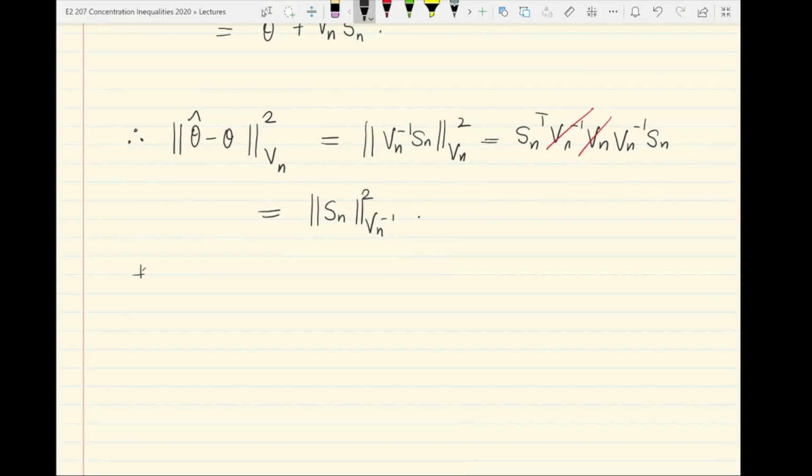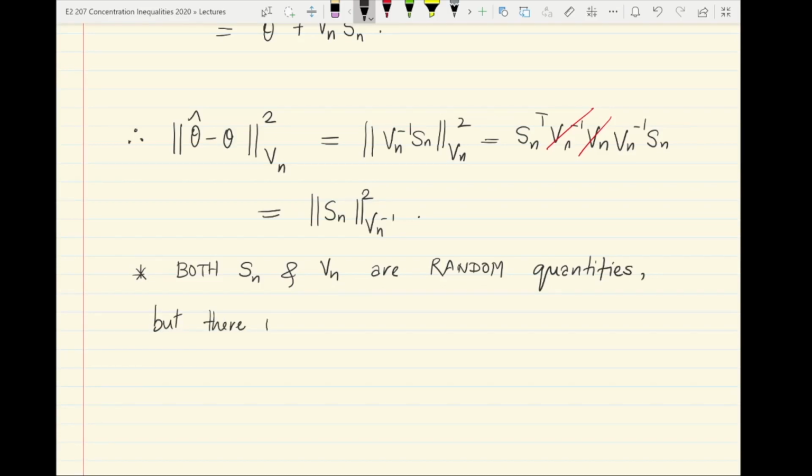Sn itself is the sum of n random vectors, each of them being the wi xi. Now, one thing worth noticing here is that both Sn and Vn in the adaptive design setting are random quantities. The former a random vector and the latter a random matrix. But we notice that there is a kind of self normalization.